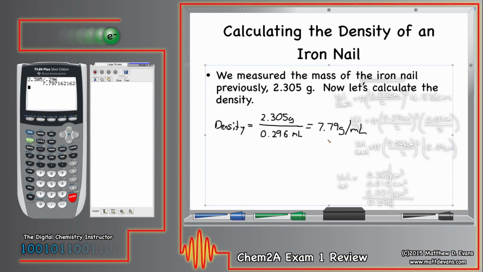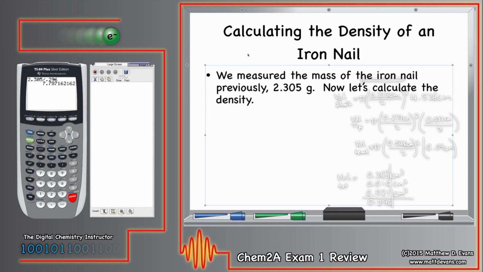Okay, so that's it for our iron nail exercise. I think we made this way harder than it was supposed to be, but I just wanted to take you through some measurements and show you how to work with calculations, the calculator, scientific notation, all that kind of stuff. I've got some more practice problems coming up, and so let's take a look at some more things.